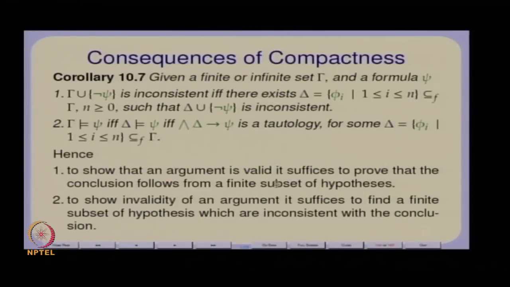What it means now is, given any finite or infinite set of formulae gamma and some formula psi, gamma union not psi is inconsistent if and only if there exists a finite subset of gamma, let's call that delta, such that delta union not psi is inconsistent. So to show that an argument is valid, it suffices to negate the conclusion and prove that some subset of the hypothesis along with the negation of the conclusion is unsatisfiable.